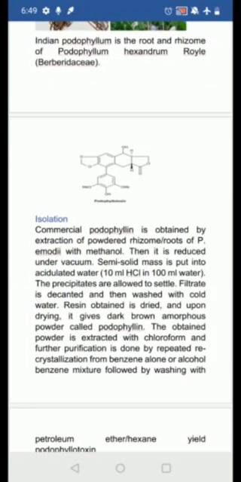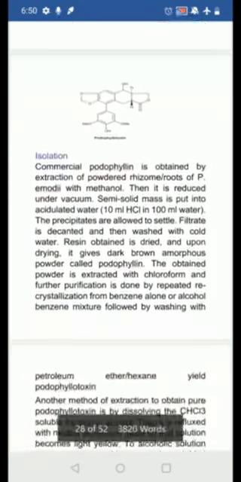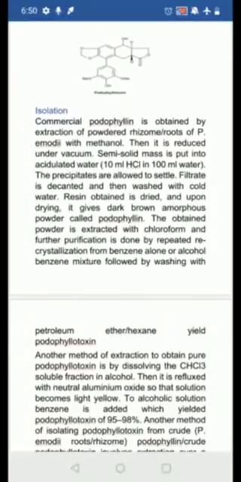Then these precipitates are allowed to settle. Then you are going to filter, and wash with cold water. When you obtain the precipitate of the resins, you are going to dry it. It is going to give a dark brown amorphous powder called podophyllin. The obtained powder is extracted with chloroform, and further purification is done by repeated recrystallization from benzene, followed by washing with petroleum ether. So it is going to yield the podophyllotoxin.